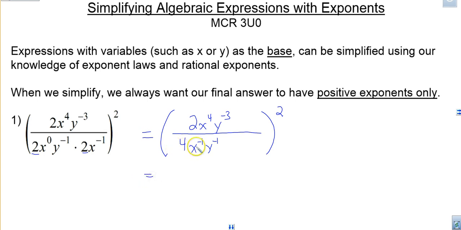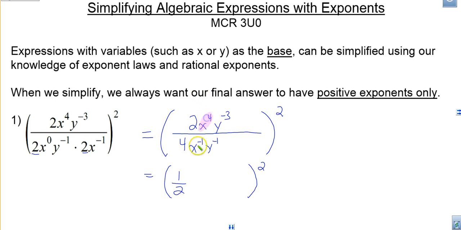Now that I've fully simplified the denominator and numerator, so I'm still not going to touch the outside, now I can actually divide this. So what I'm left with here, now 2 divided by 4 would leave me with half. I'm not going to use 0.5 or anything like that. I'm going to keep it as a fraction. So 2 divided by 4 is a half.